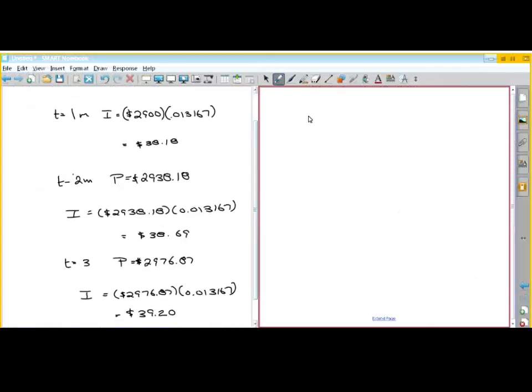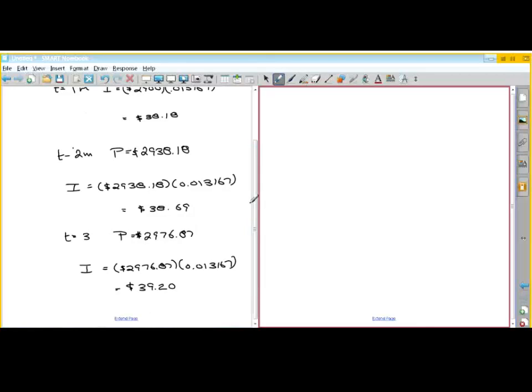Now, what happens is after 3 months, you have this balance after 2 months plus the interest during the third month. So the answer to, well, actually no. These are the answers to 37: 38.18, 38.69, 39.20.